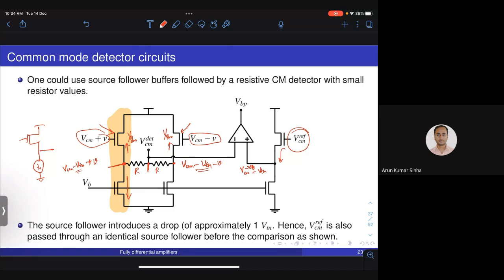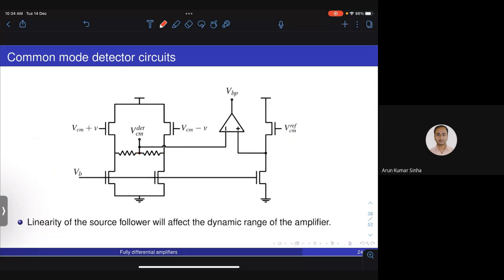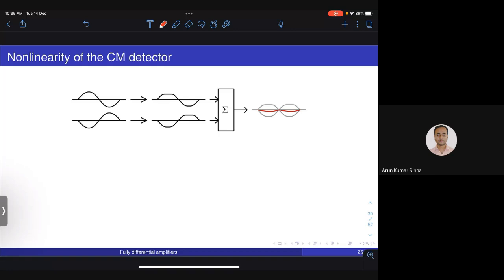Are there any problems with this? The problem comes with linearity. The linearity of the source follower amplifier will affect the dynamic range of the amplifier for differential signals. So why is the linearity of the common mode detector important? Let us see what happens if this common mode detector is non-linear. What is the common mode detector supposed to do? It is supposed to take the average of the two signals, and the average will be equal to the common mode that is present at the input.